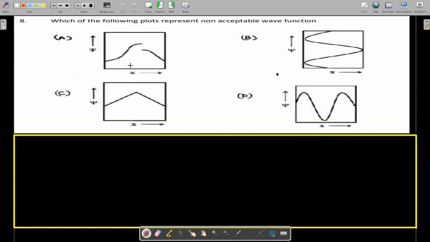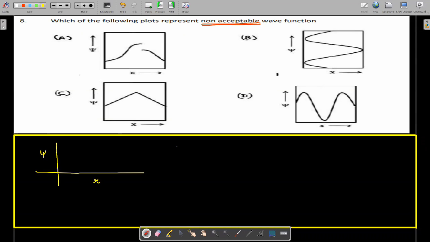Question number 8. Which of the following plots represent non-acceptable wave function? तो पहले तो इसको underline कर लेते हैं, they are not asking correct, they are asking incorrect statement. So what do you know about wave function, right? So whenever we are drawing psi versus r graph, because in all these things x is the distance, right? So they are discussing about psi versus r graph.